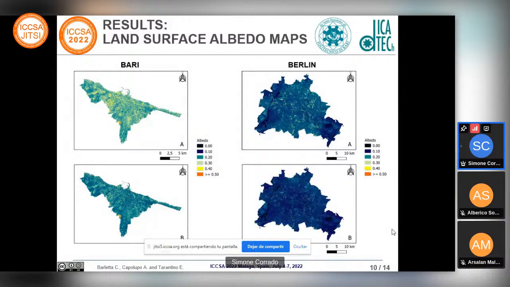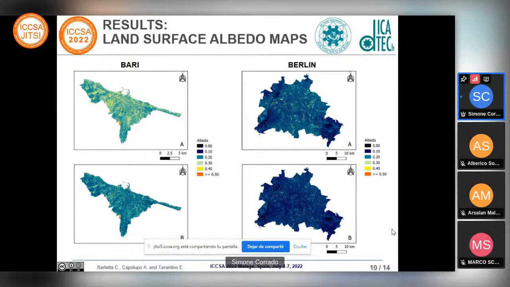Here we see the land surface albedo maps retrieved for both Bari and Berlin study area after the application of the aforementioned algorithm. We see with letter A Landsat 8 maps and with letter B the Sentinel 2 maps. From a visual inspection of these maps, we see that Berlin images are darker than those of Bari, and that the Landsat 8 map obtained for Bari area has the highest values.